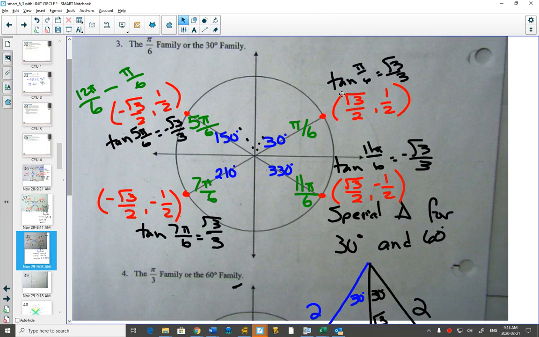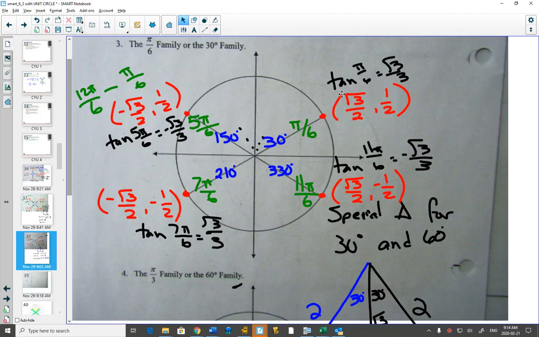So we have a pattern starting to happen. I don't know if you've noticed in the last two special families. Once you know quadrant 1, the rest of the quadrants are the same. Just positives and negatives change, depending on which quadrant it's in. But the positive and negatives should make sense just because, hey, quadrant 2, I know that my x-coordinate's negative. I know that my y-coordinate's positive.